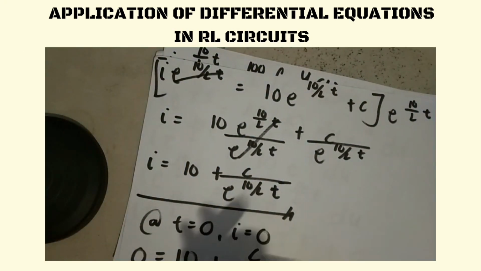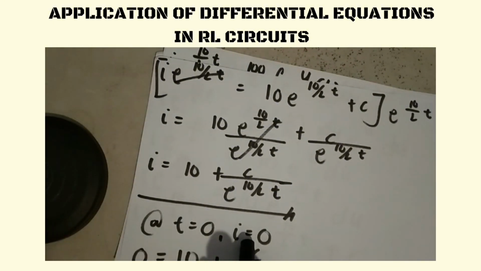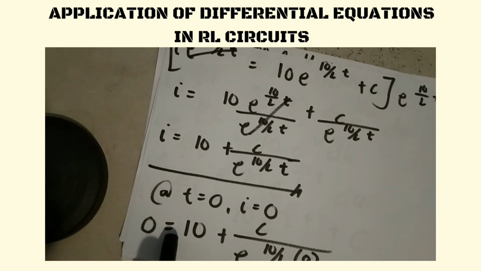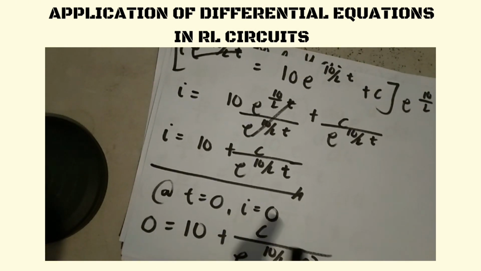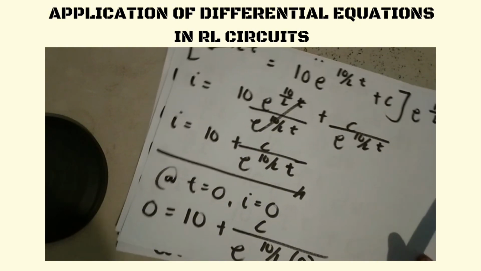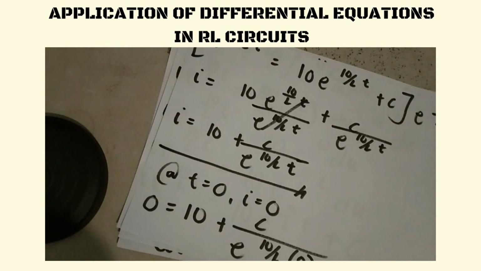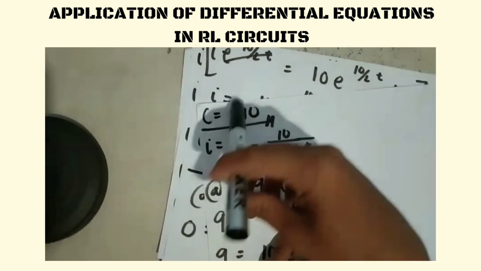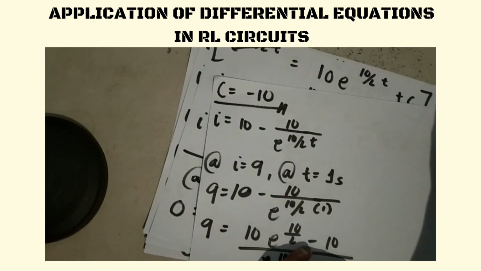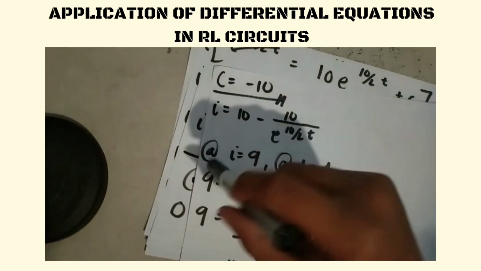Then we get the C. To get the C, at t equal to 0, I is equal to 0. So 0 is equal to 10 plus C over e raised to 10 over L times 0. So the answer is C is equal to negative 10. Then next is to get the L.